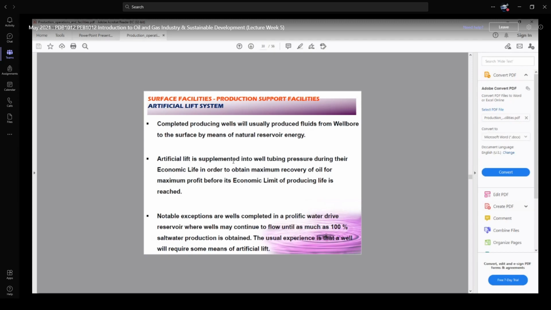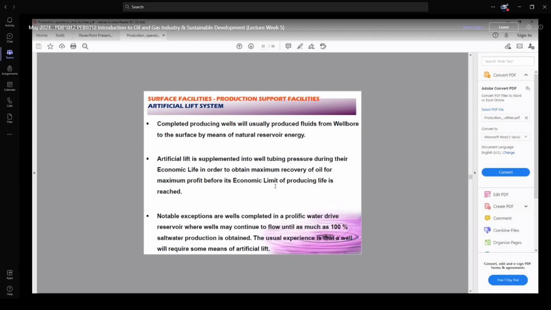Artificial lift is a secondary, or supplemental, facility that is used on the well to maintain or increase the tubing pressure during its economic life, in order to obtain the maximum recovery of oil for maximum profit, before the hydrocarbon source falls lower than the economic limit of the producing life of this reservoir.